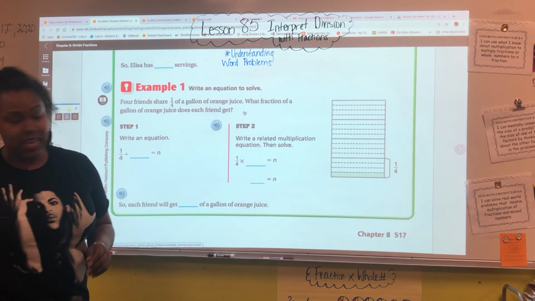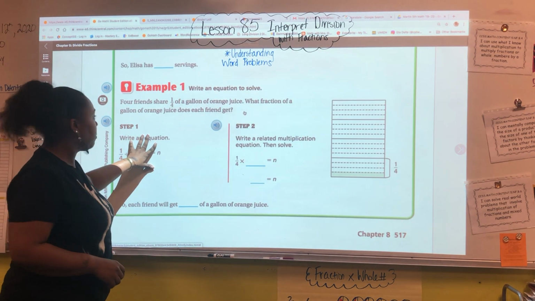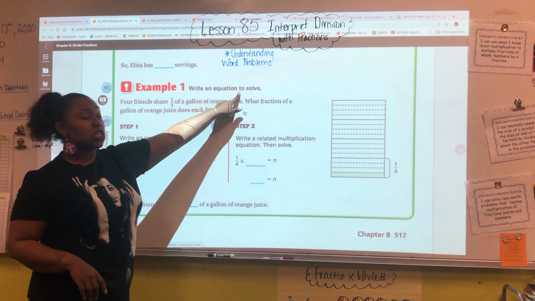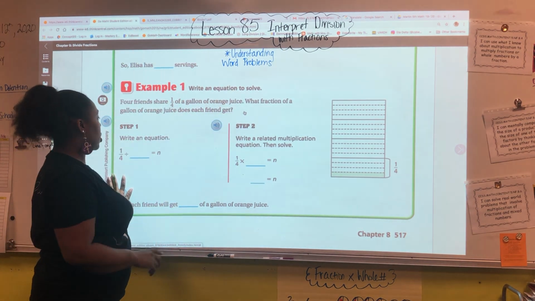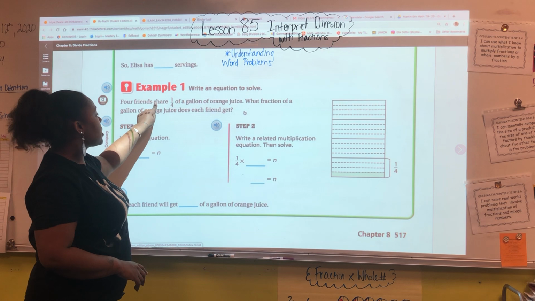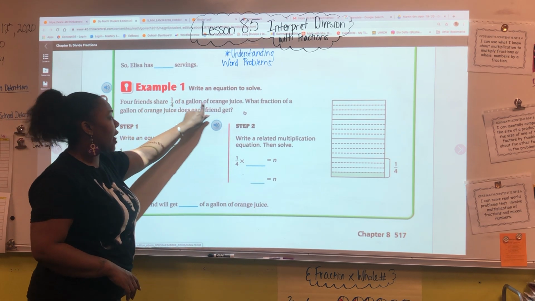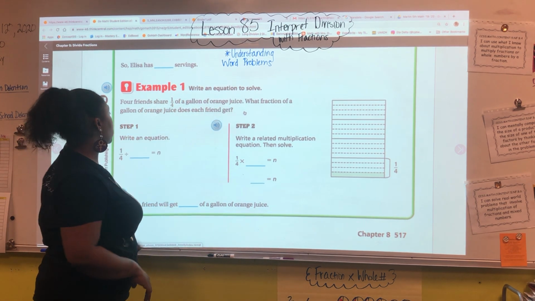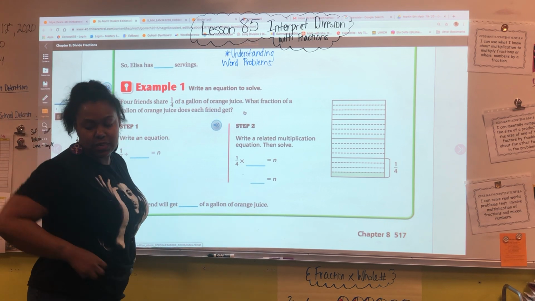All right, we're looking at example 1. Same page, we're right at the bottom. It says write an equation to solve. So we kind of did that on top, but we're also going to do it down here. 4 friends share 1/4 of a gallon of orange juice. What fraction of a gallon of orange juice does each friend get?